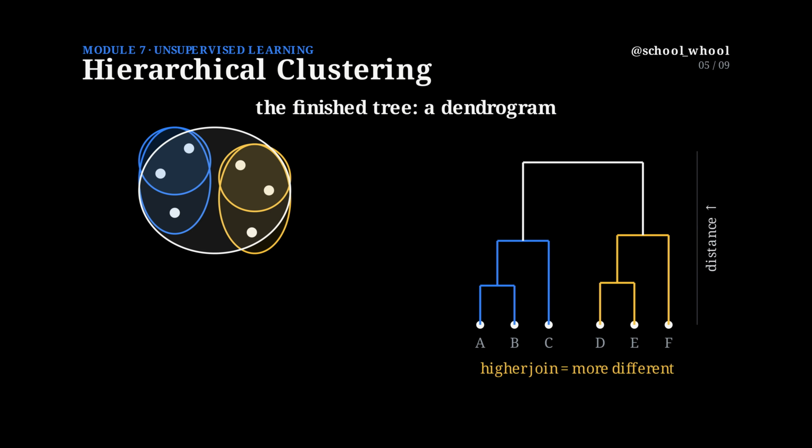This tree has a name, a dendrogram. Read it like this. The higher 2 branches join, the more different those groups were. Short, low links mean very similar points. Tall links mean we bridged a big gap.